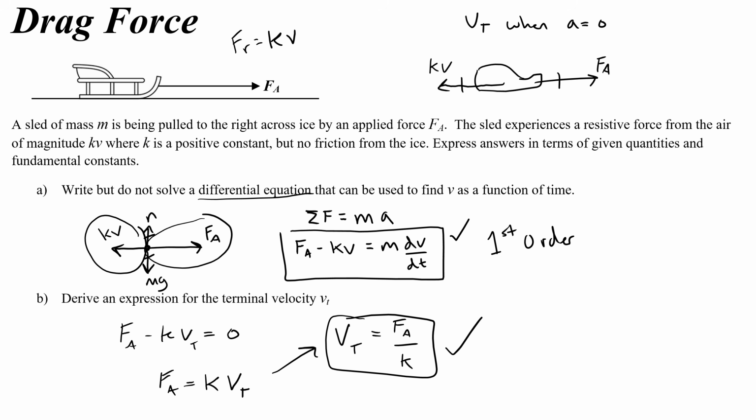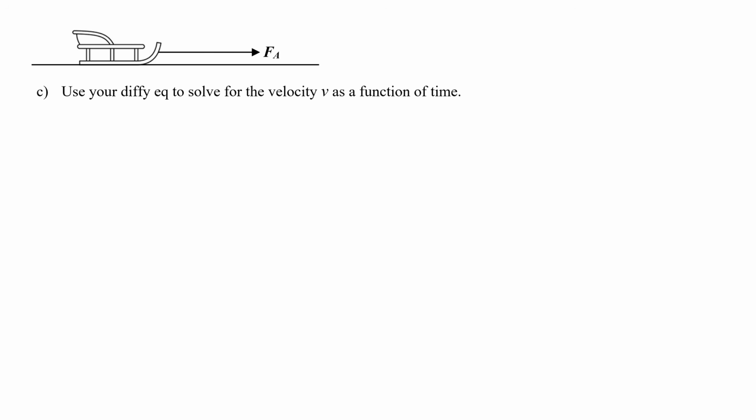That's a really easy thing to use, and we're going to use it in the harder part of the problem, which we're going to do now. Take a deep breath. Use your differential equation to solve for the velocity V as a function of time. Okay, so this is the hard part of the drag force problem, and I'm going to do my best to write down any equations that I'm using so that you don't get too lost, but try to stick with me. Okay, we have our differential equation that we wrote from part A, which is Fa minus kV equals m dV over dt. We've got that.